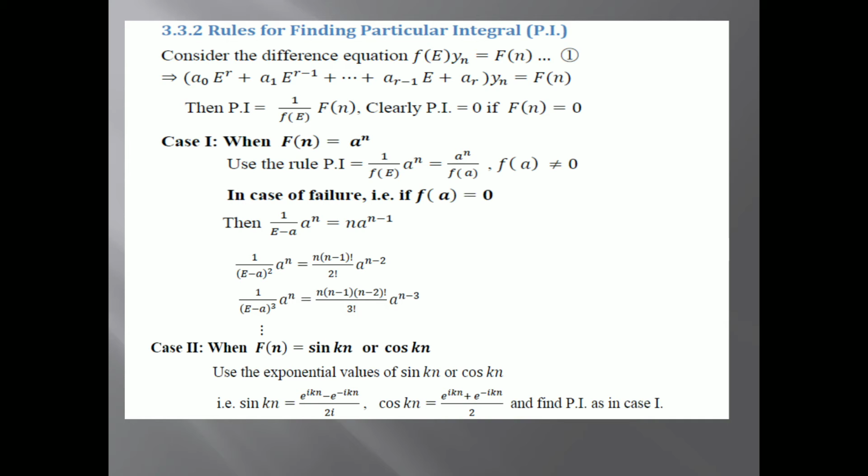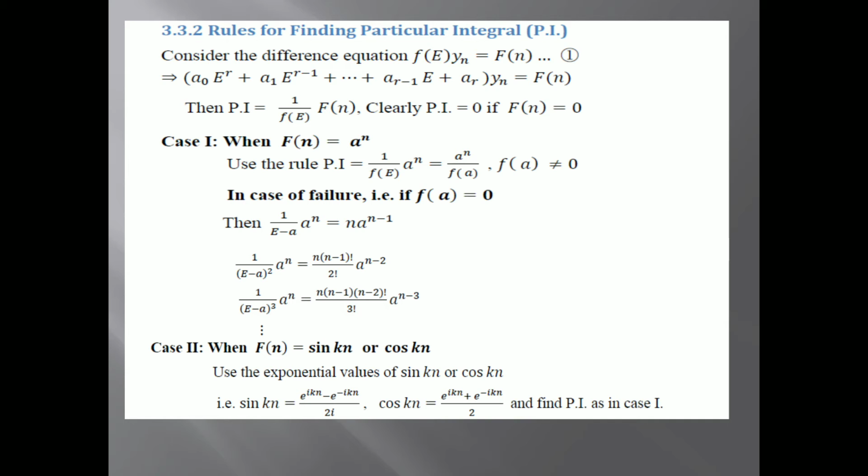If again in this case we get a failure, then take the second order difference: 1 upon (E - a)^2 a^n is equal to n(n-1) upon 2 factorial a^(n-2). 1 upon (E - a)^3 into a^n becomes n(n-1)(n-2) upon 3 factorial into a^(n-3). This is our case first.